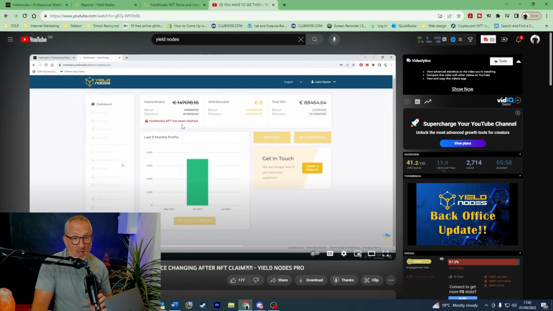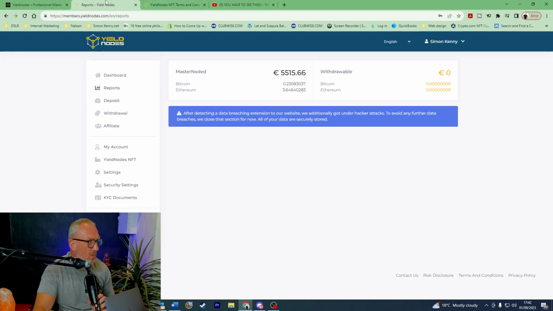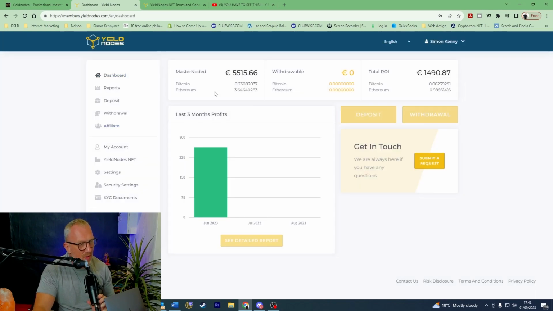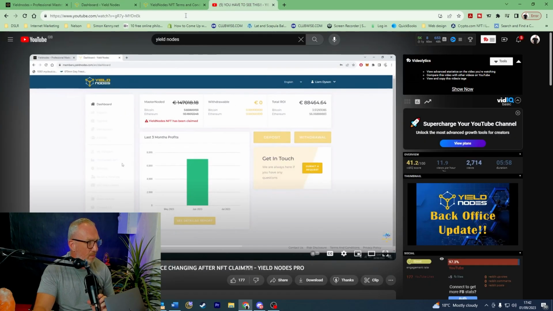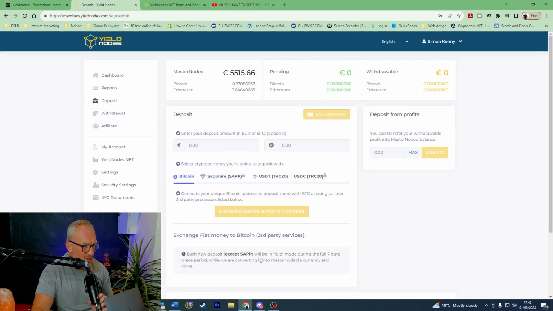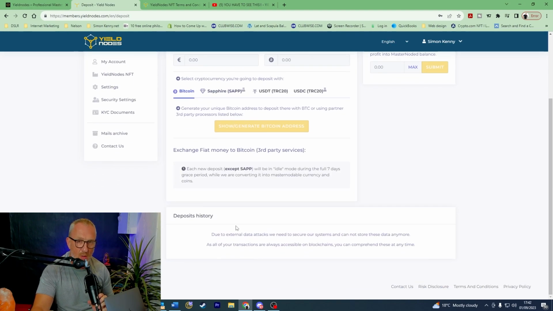For those of us who haven't claimed the NFT, this isn't the case. We can still see our Yield Nodes account as it was here. So as you can see on the dashboard, I've still got a masternode balance of 5,515, whereas Liam's is obviously struck out here. Mine is still visible, and also these menu items down the side are still visible. However, some of these menu items no longer do what they should do. So if we click on deposit, for example, here we should be able to see our deposits history.